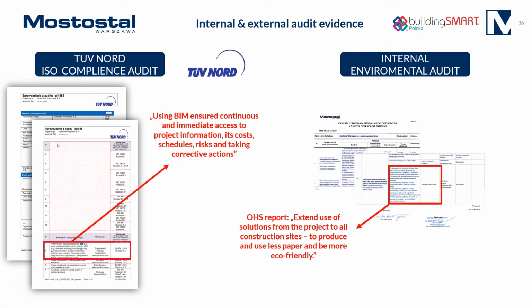Thanks to the cooperation of all people on site, we have achieved our environmental goals, like less paper on our construction site, and also health and safety goals, like improved communication on health and safety issues and digital reporting. Additionally, external and internal audits, like TÜV Nord, Health and Safety Department, distinguished that solution used as a good practice that we should scale on other construction sites, and that is something we have already done.